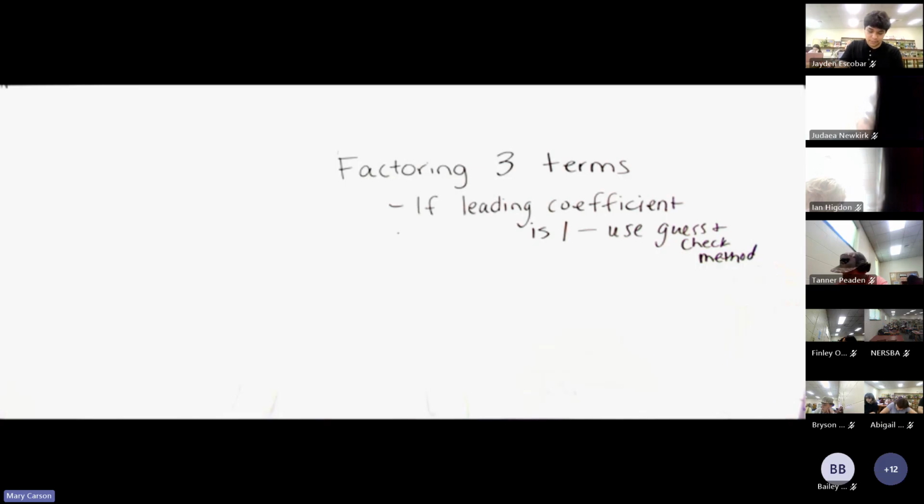So what do I mean by that? So if I gave you guys this example, x squared plus 7x plus 10. Okay, I want to factor x squared plus 7x plus 10. The leading coefficient, meaning this number here, what would this number here be? What's in front of this x squared understood as? A 1, correct.